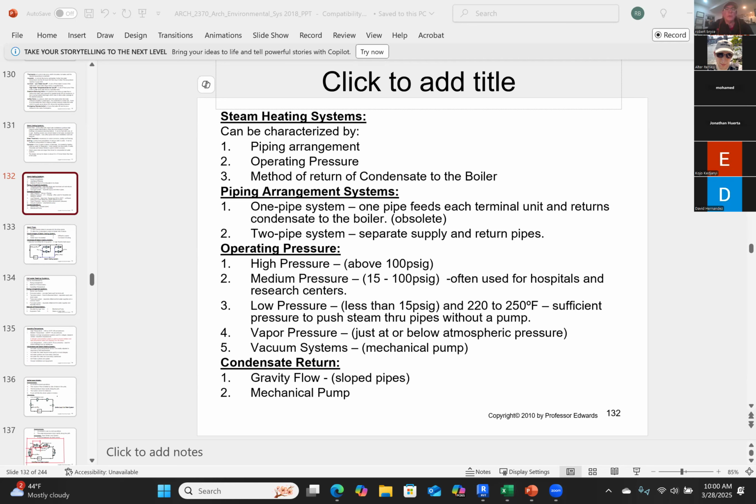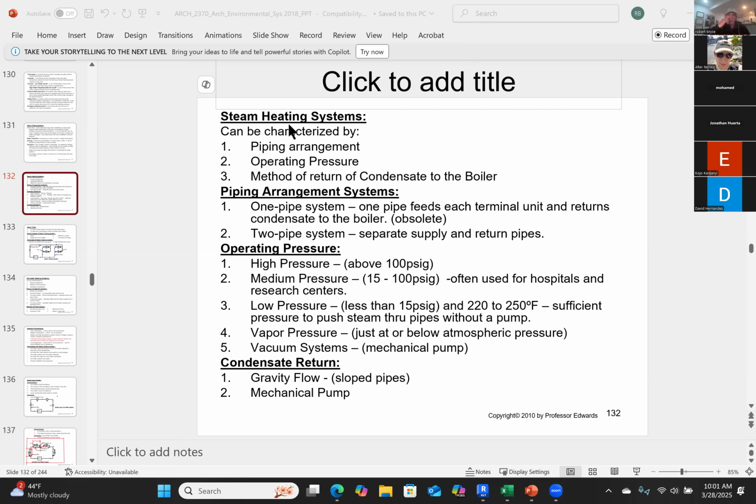So anyway, we want to talk about the heating systems. This is part of your project for sure, and so you want to pay definite attention to that, but also you want to understand it for the midterm. So we have steam heating, and steam heating, we're not doing that in our project.